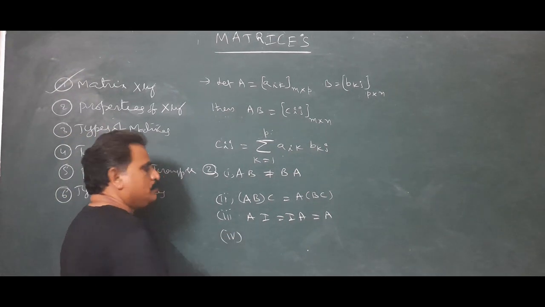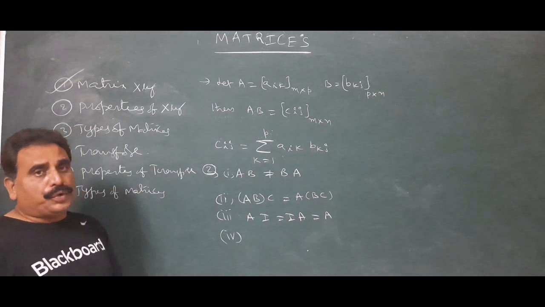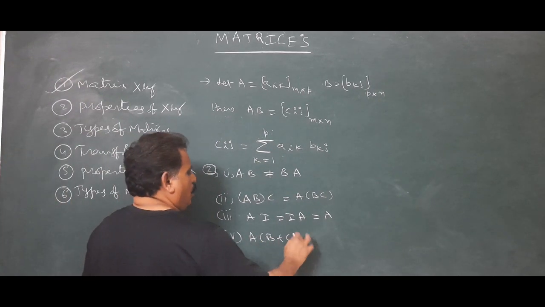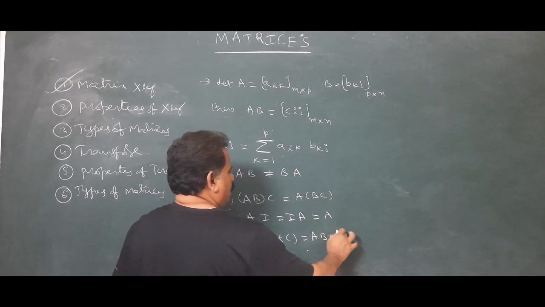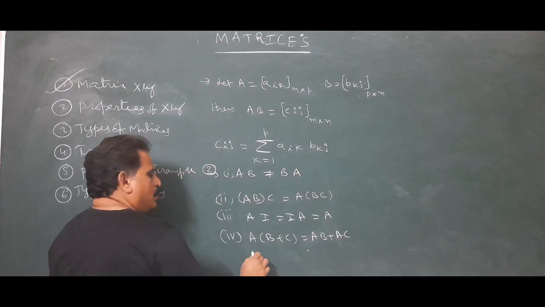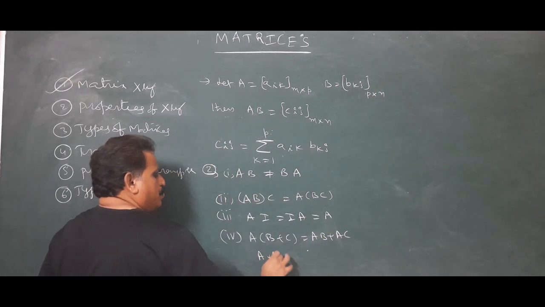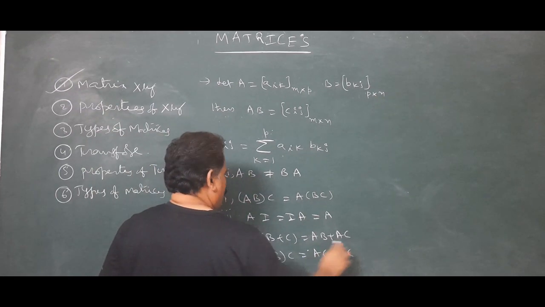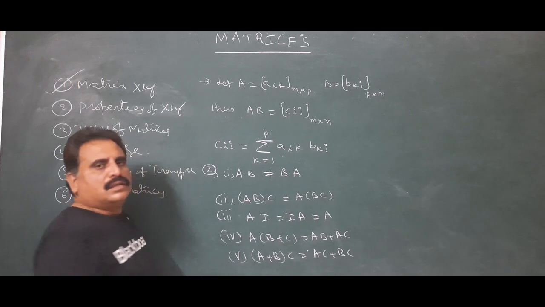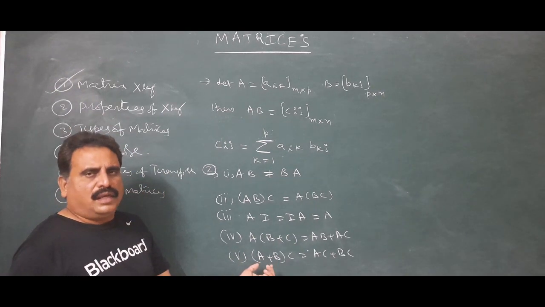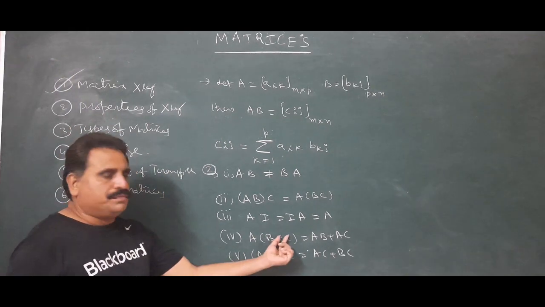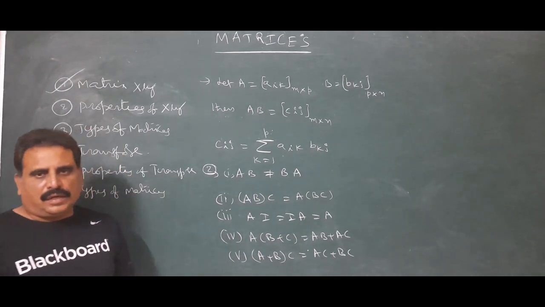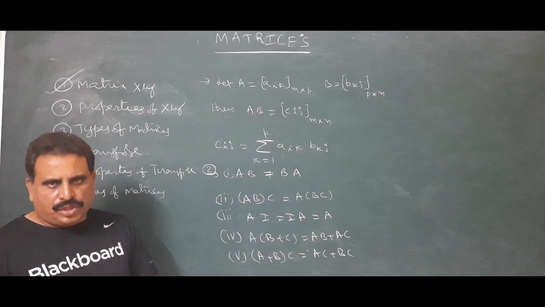Next, fourth one: distributive over addition. A into (B plus C) equals AB plus AC. That is left distributive. Right distributive: (A plus B) into C equals AC plus BC. That means the product of the matrices is distributive over addition. These are the properties of matrix multiplication.